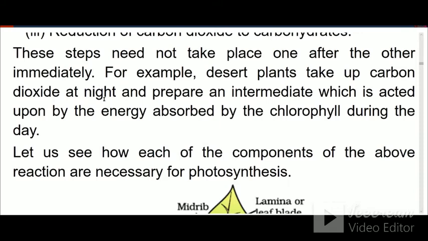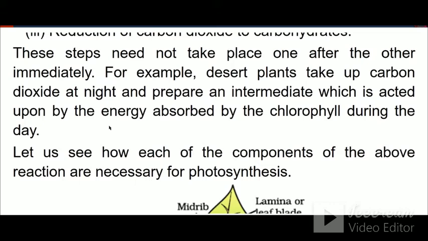Desert plants take up carbon dioxide at night and prepare an intermediate which is acted upon by the energy absorbed by the chlorophyll during the day. So during daytime, due to a lot of heat, the desert plant does not open its stomata, because stomata are openings from where exchange of gas and transpiration takes place. During the opening of stomata, there will be more loss of water during daytime. So during daytime, the desert plant doesn't open up its stomata.